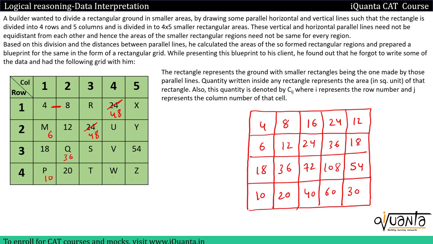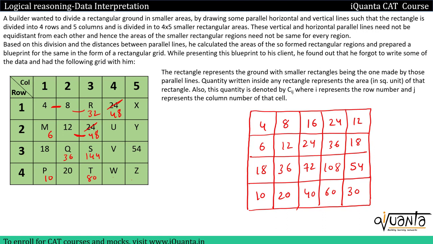Okay, but now the relation between column 2 and 3 has changed. Because now it has become 12, 48, that means 4 times, so that means the area in column 3 is 4 times the area in column 2. So 8 times 4 is 32 I'll write over here, 36 times 4 is 144, 20 times 4 is 80 will be written over here.